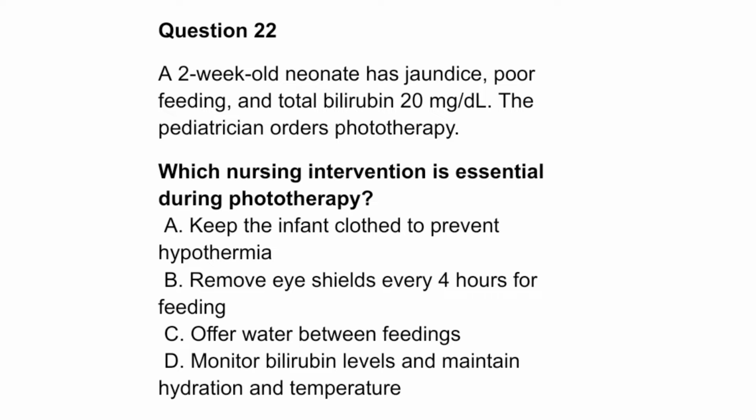Question 22. A 2-week-old neonate has jaundice, poor feeding, and total bilirubin 20 mg per deciliter. The pediatrician orders phototherapy. Which nursing intervention is essential during phototherapy? A. Keep the infant clothed to prevent hypothermia. B. Remove eye shields every 4 hours for feeding. C. Offer water between feedings. D. Monitor bilirubin levels and maintain hydration and temperature.